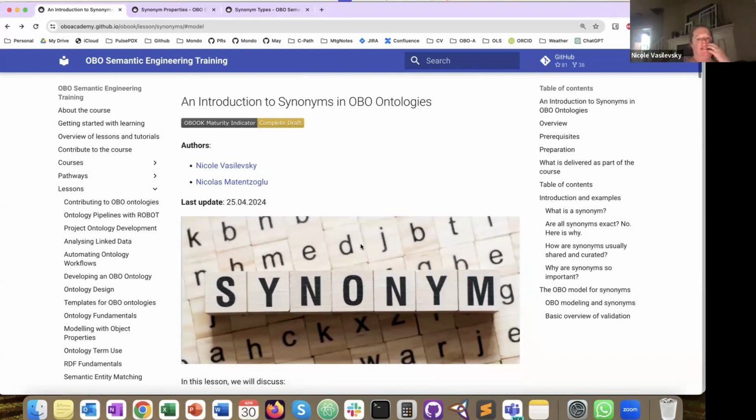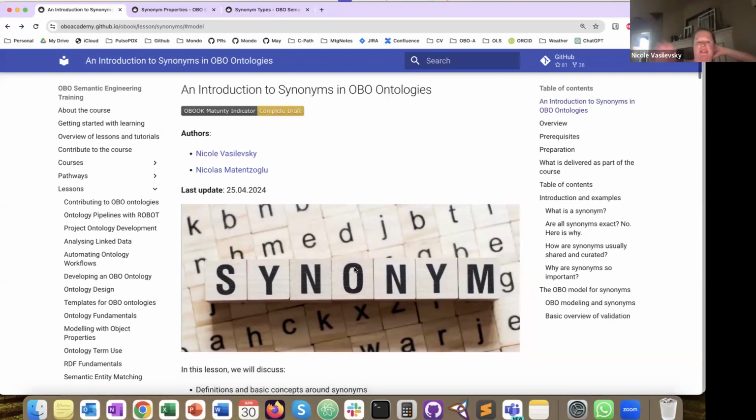A lot of the examples in this tutorial are heavily focused in the biomedical disease domain, because Nico and I primarily work on one of our major ontologies, the Mondo disease ontology, which some of you may be familiar with. So a lot of the examples are disease focused or human disease phenotype focused, just because that's our primary area of focus. Of course, there are infinite examples in other domains as well.